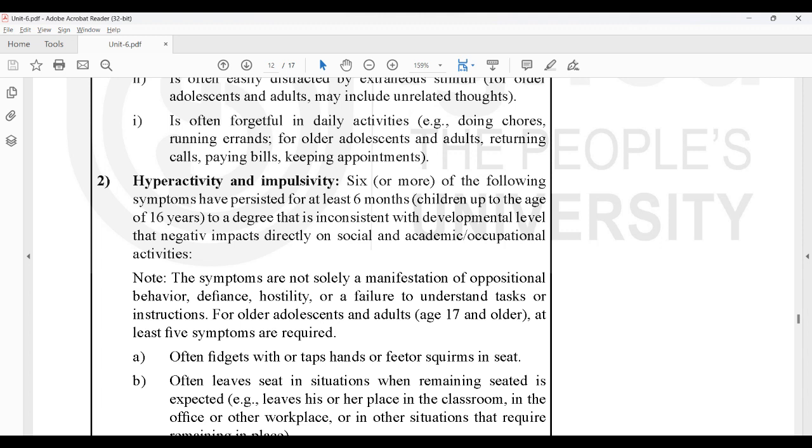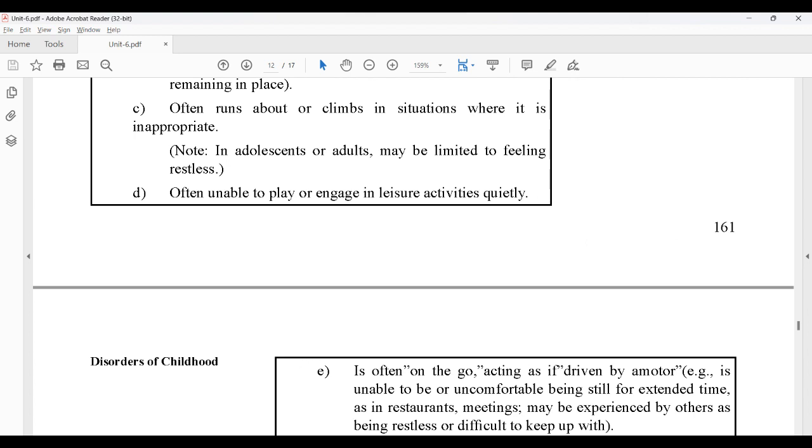A. Often fidgets with or taps hands or feet or squirms in seat. B. Often leaves seat in situations when remaining seated is expected, for example, leaves his or her place in the classroom, in the office or other workplace, or in other situations that require remaining in place. C. Often runs about or climbs in situations where it is inappropriate. Note, in adolescents or adults, may be limited to feeling restless.